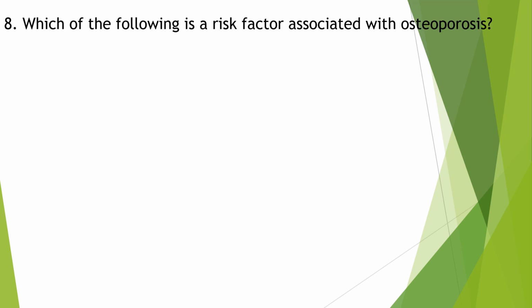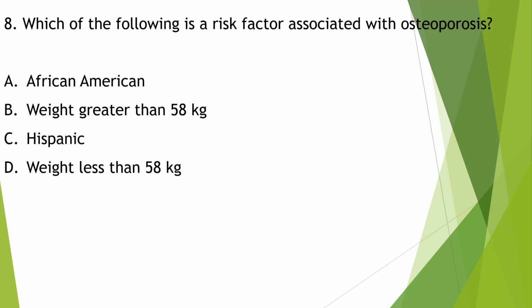Which of the following is a risk factor associated with osteoporosis? African American, weight greater than 58 kg, Hispanic, weight less than 58 kg. Osteoporosis primarily affects non-Hispanic Caucasian and Asian women, and women aged 50 years or older with a smaller body frame. So here, the answer is weight less than 58 kg.